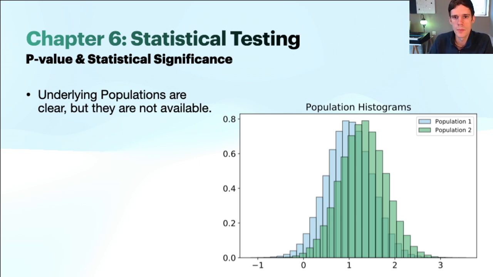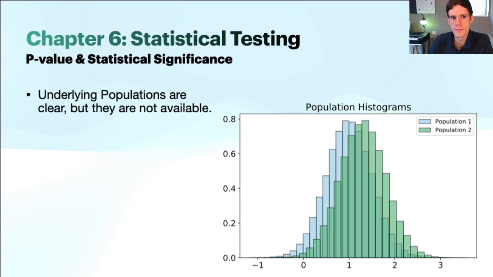Now, clearly, by looking at the population distributions, there is indeed a difference in savings rate between the two communities. In fact, the savings rate difference is 30%. The mean of population 1, which is the sky blue one, is 1. And the mean of population 2 I set to 1.3, so a difference of 30%.